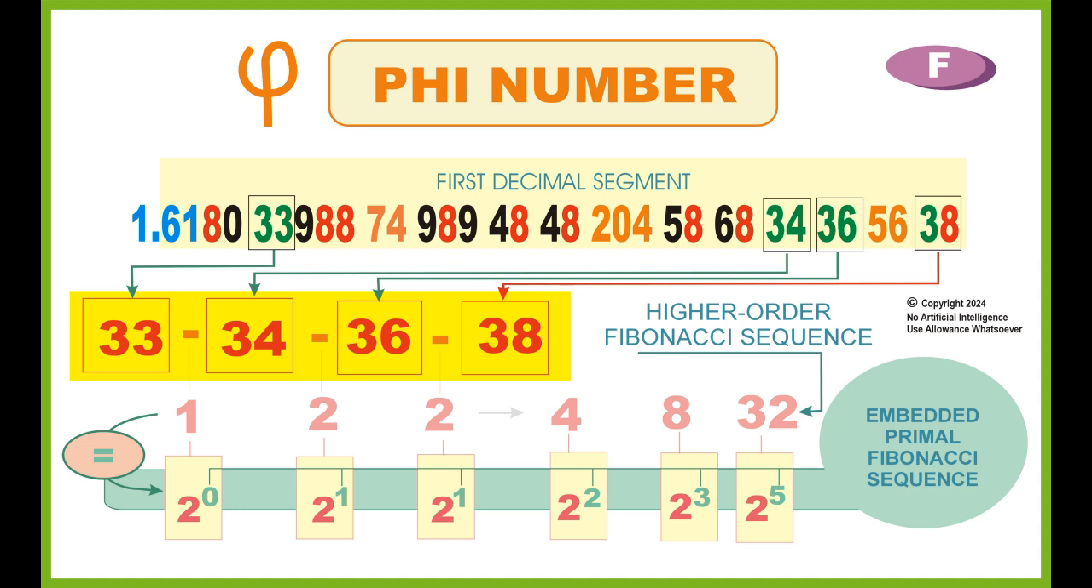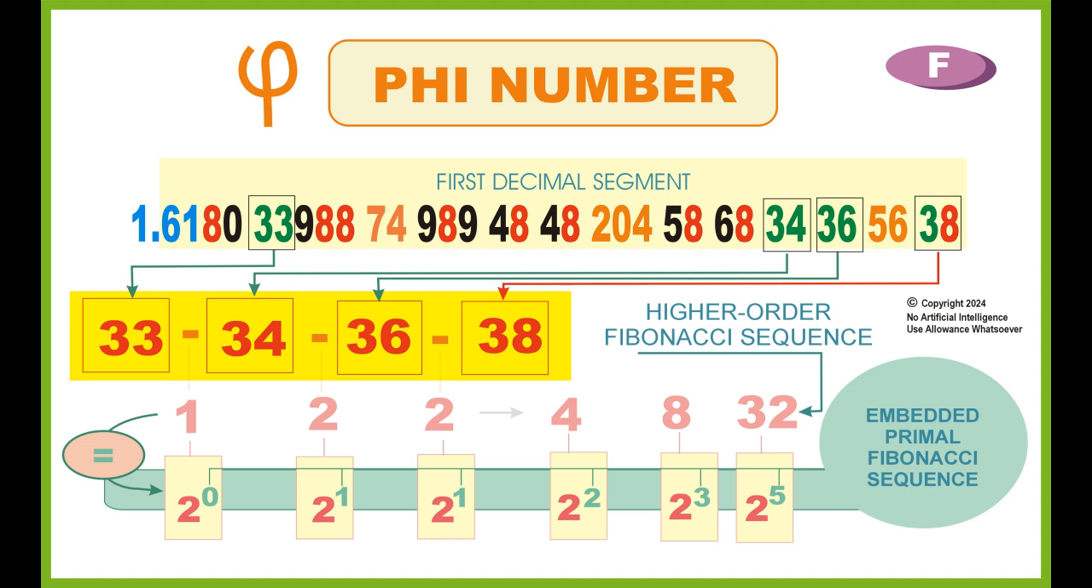To continue the progression after the third digit of that sequence, we apply the rule: product of two prior numbers. 1, 2, 2, 4, 8, 32. This is a higher order Fibonacci sequence. From there, we can look for the base Fibonacci sequence, for a reconciliation.